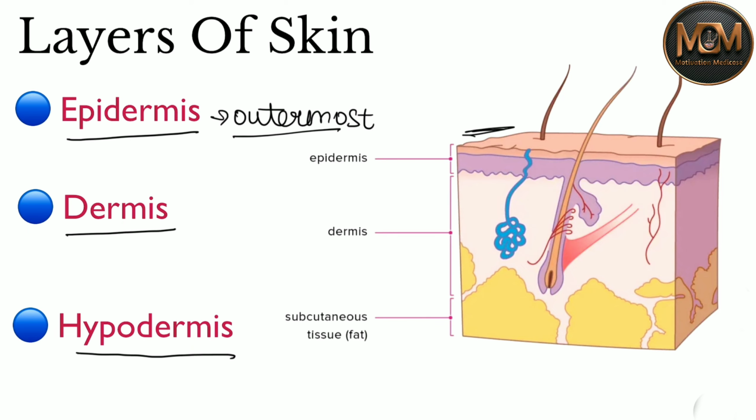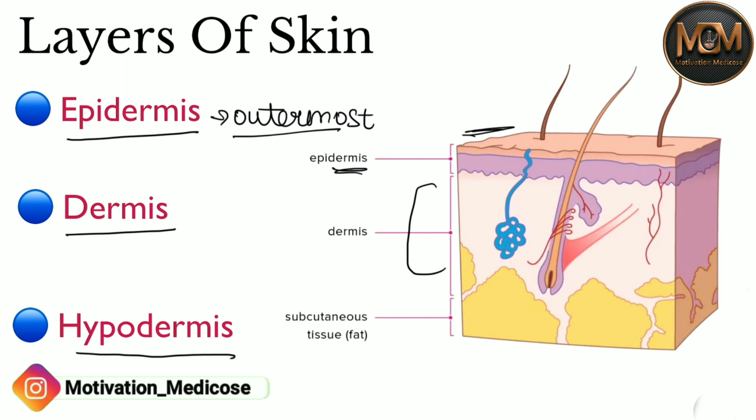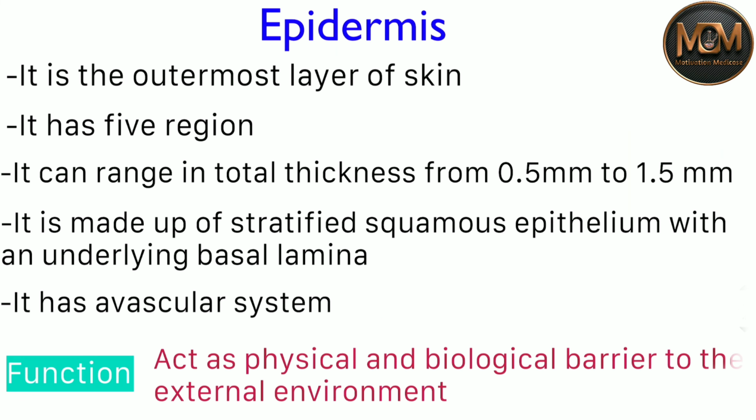The middle layer, just below the epidermis, is the dermis layer. And the last one is the hypodermis, just below the dermis. It is also said to be subcutaneous tissue. So the first layer is the epidermis, and now let's talk about this layer.